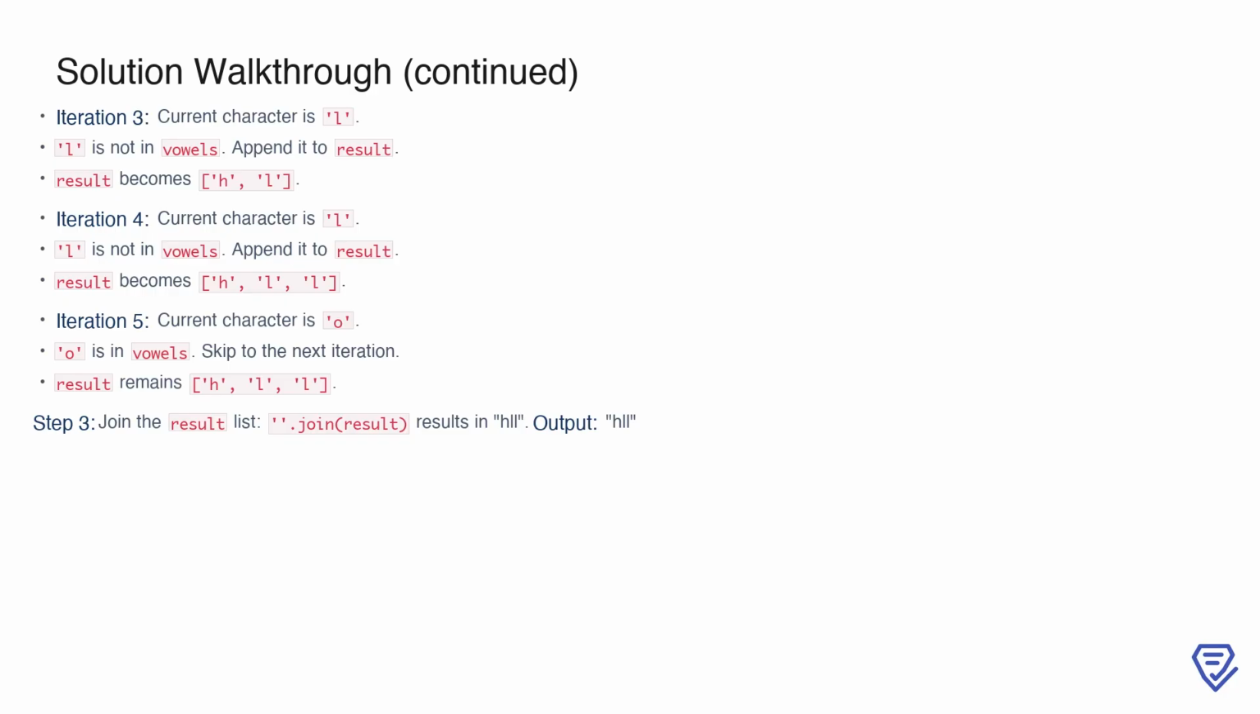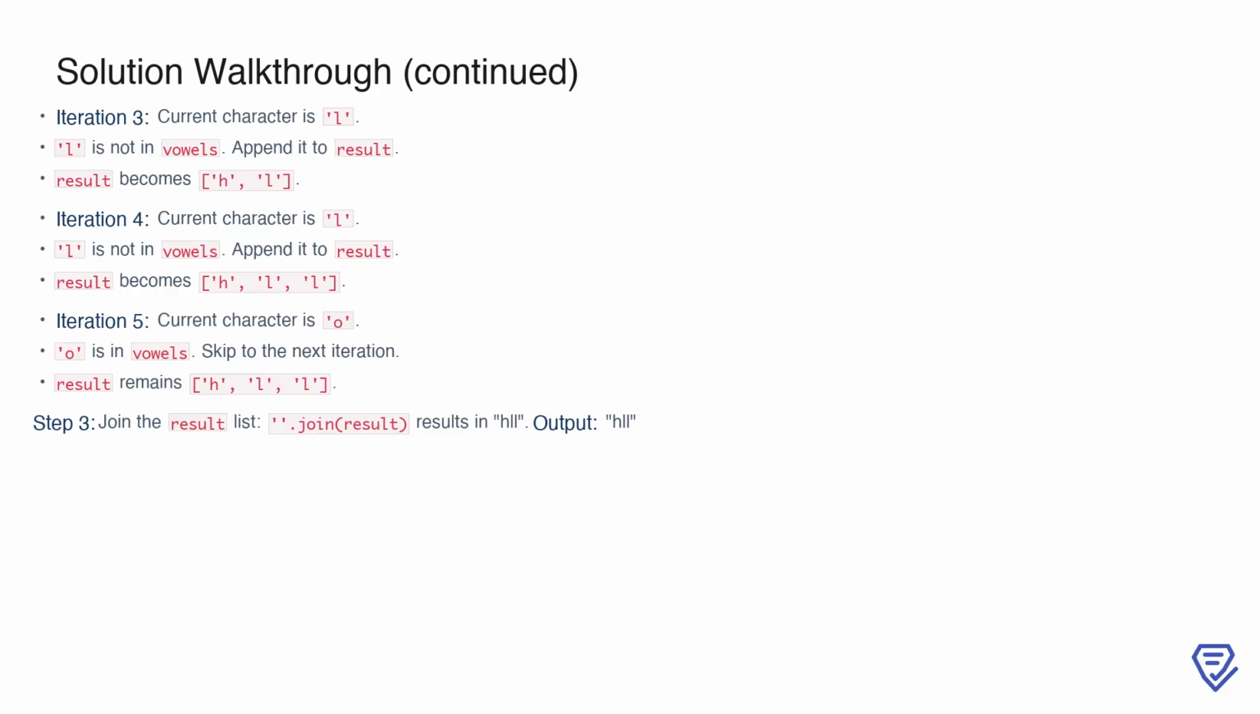In the fourth iteration, the current character is again L. As before, L is not in the vowel set, so we add it to result, updating the list to H, L, L. In the fifth and final iteration, the current character is O. As O is a vowel, we skip it, and the result list remains H, L, L.